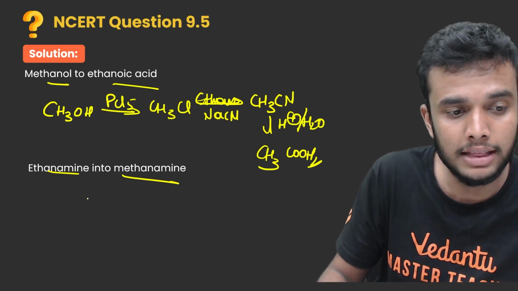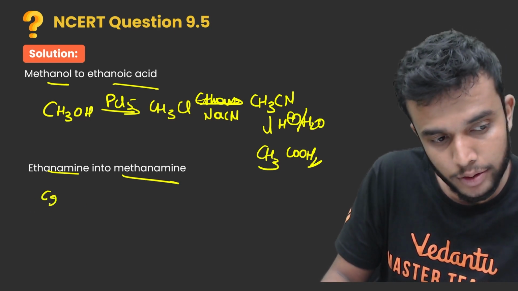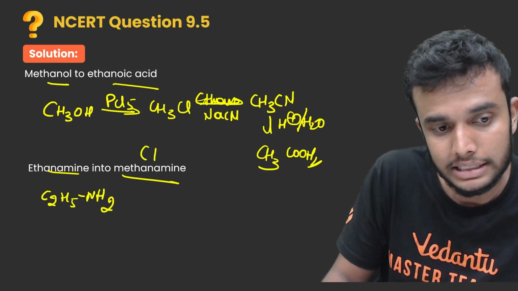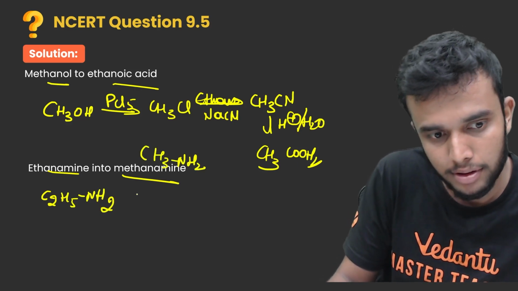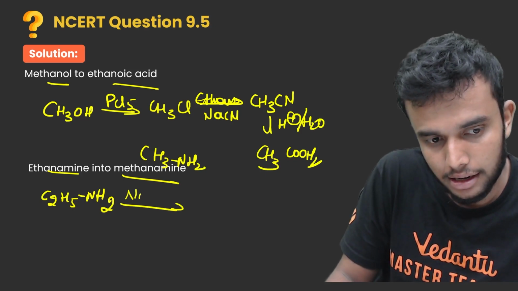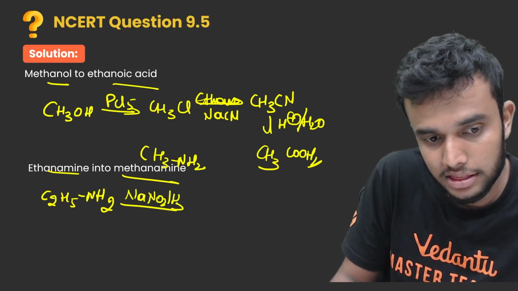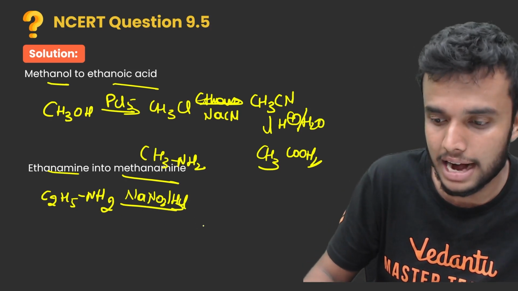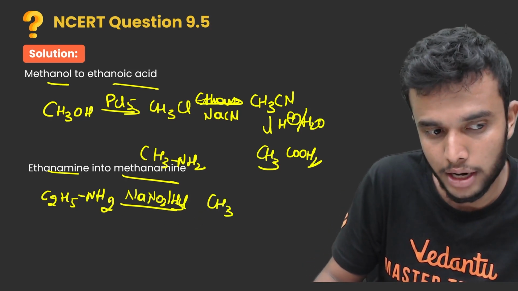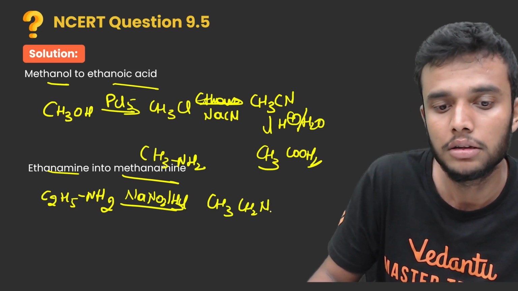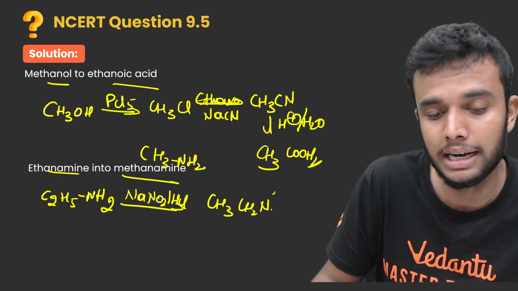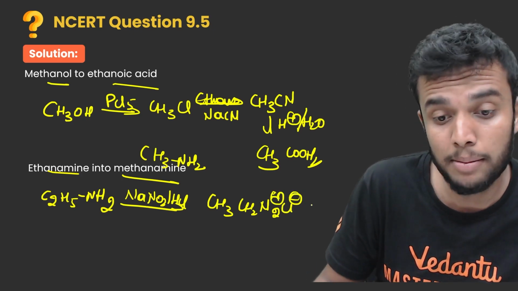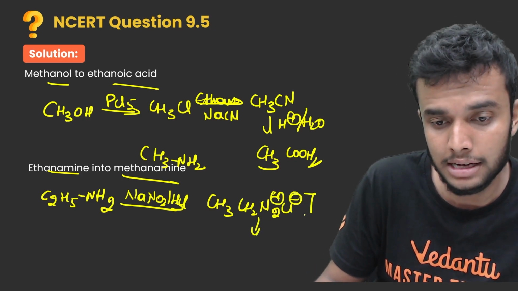Next, ethanamine to methanamine. What is the structure of ethanamine? C2H5NH2, sorry, methanamine CH3NH2. First step, NaNO2 in the presence of HCl is nothing but the nitrous acid test, right, students? It yields N2+ Cl-, an unstable compound.